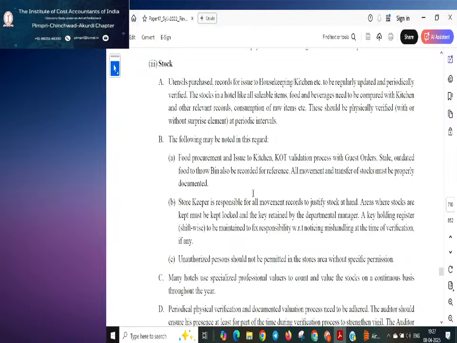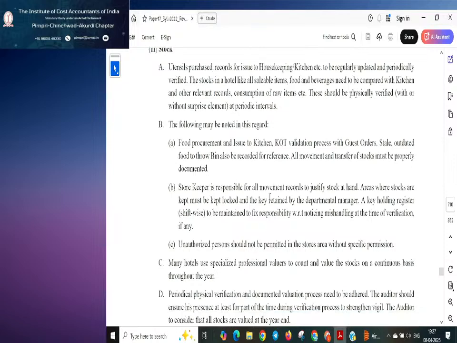All movement and transfer of stocks must be properly documented. So there comes the role of a storekeeper. He is responsible for all the movement records to justify the stock at hand. Areas where stocks are kept must be kept locked and the key retained by the departmental manager. A key holding register is to be maintained to fix responsibility with respect to mishandling at the time of verification, if any. Unauthorized persons should not be permitted in the stores area without specific permission.